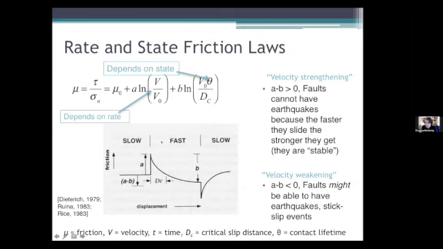So this relative size of A and B, such that when A minus B is positive, this is called velocity strengthening, and this is a system that's not going to have earthquakes because the fault gets stronger as they slide, versus as it's shown here, where A minus B is negative, this is a system that's called velocity weakening, and they might be able to have earthquakes or stick slip events. I'll return to this strengthening versus weakening, VS, VW, quite a bit in this talk, so I wanted to spend a few minutes on that.